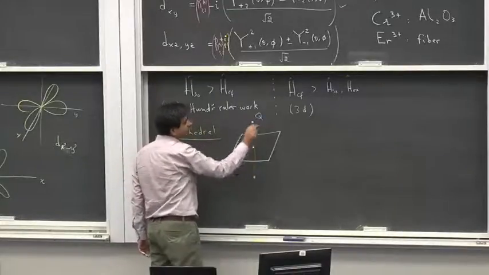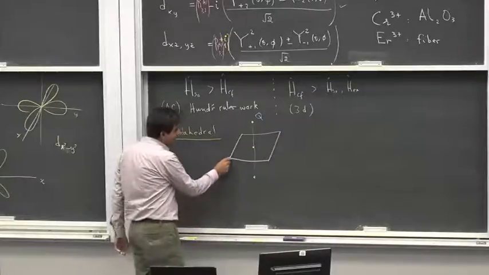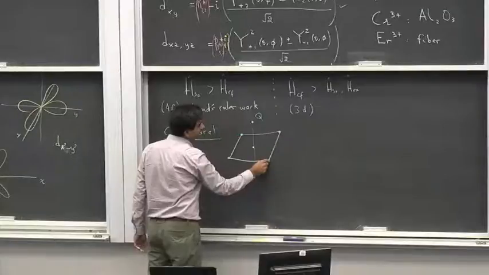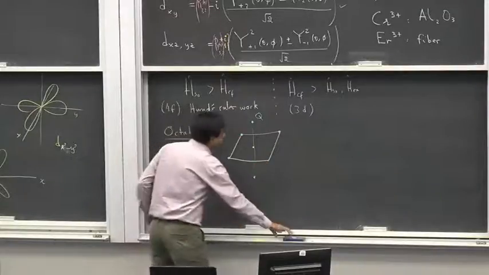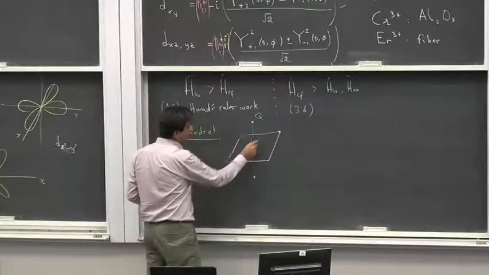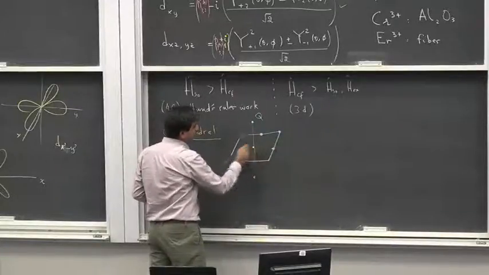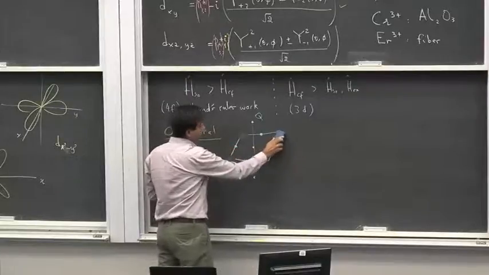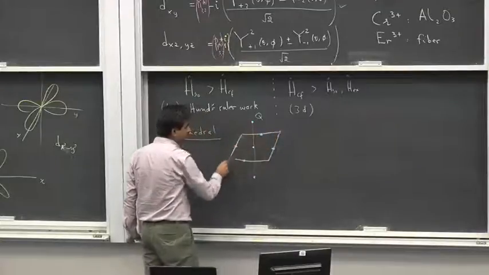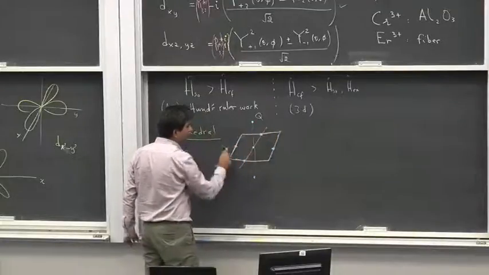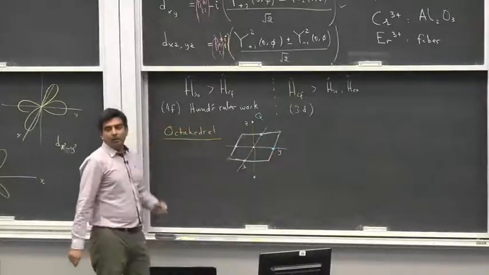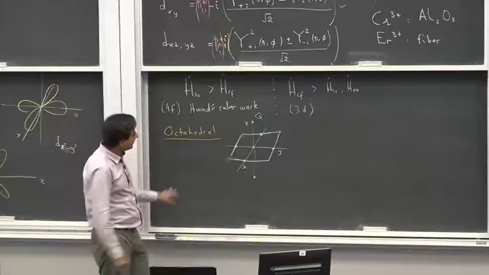each carrying a charge Q, which is negative, a point charge. This is my x-axis, this is my y-axis, this is my z-axis. Alright. Now this is the octahedral environment.